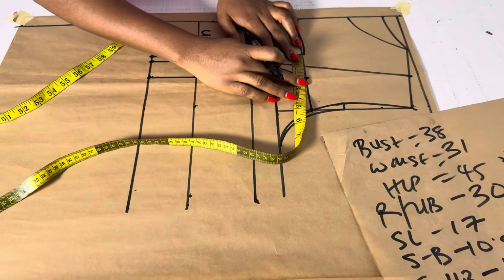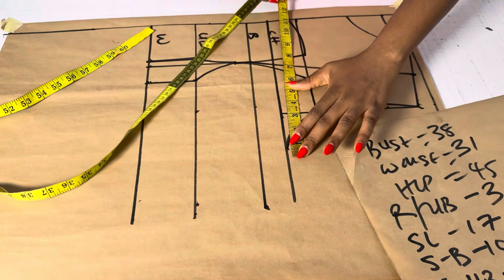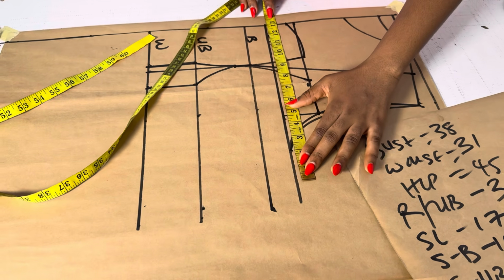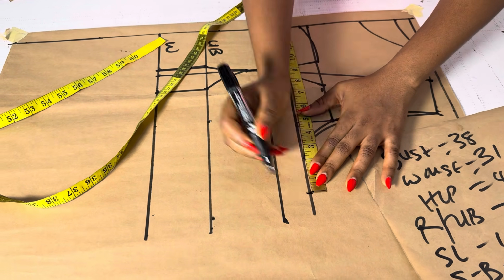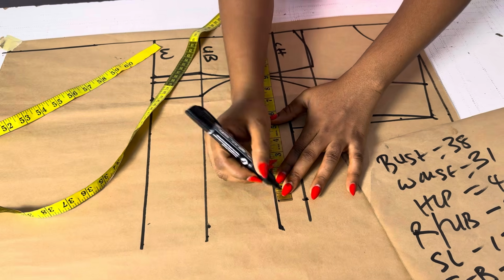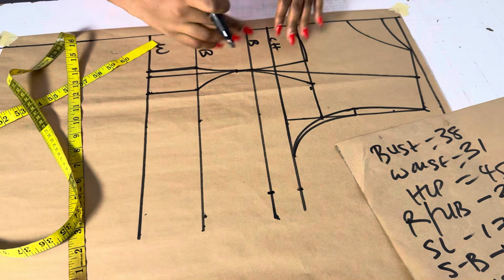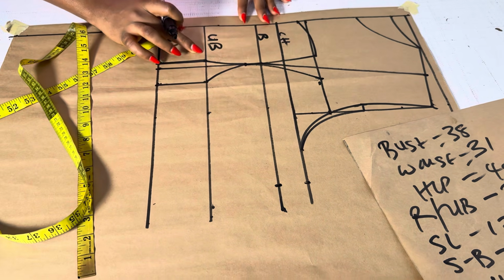And our bust is 38 divided by 4, and we have 2 inches for the space we have for the bust tightening, and we're going to add it back to our bust area. The same thing to the chest point as well. It's just like adding back what you eliminated from your body measurement.